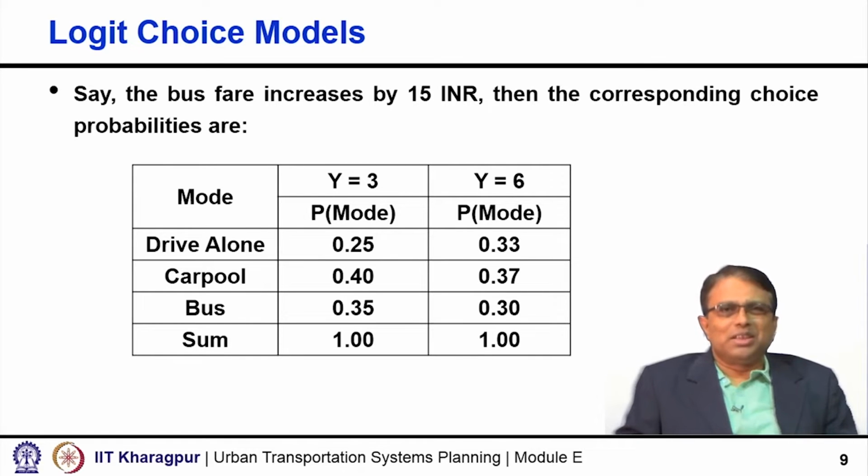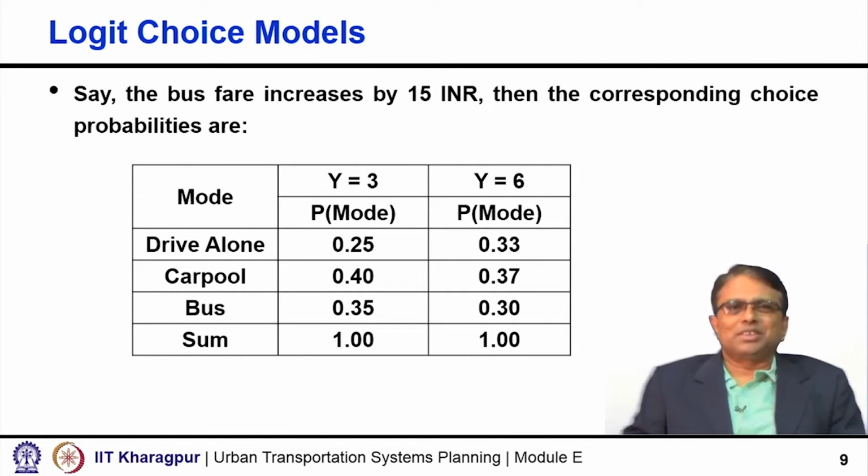So, I can consider them as low income, high income group. You can still say low income group probability of using bus is higher, and for the high income group probability of using bus is lower. For high income group, on the contrary, probability of using drive alone is higher, 0.33, and probability of using drive alone for the low income group is lower, 0.25, right. So, altogether results appear to be logical.